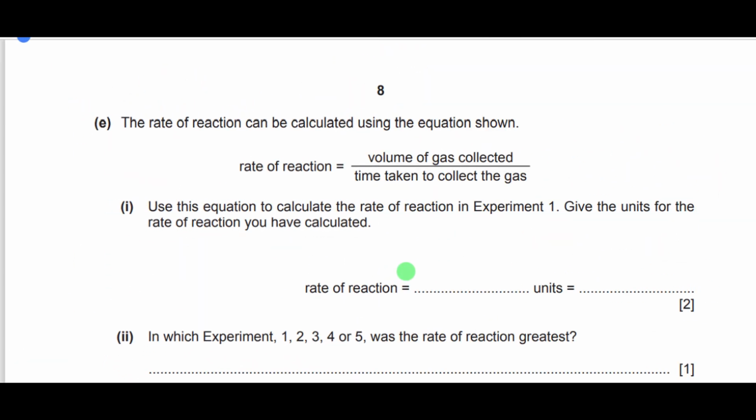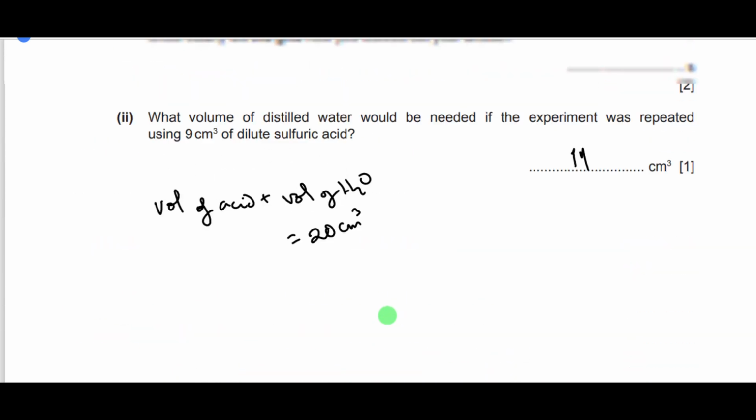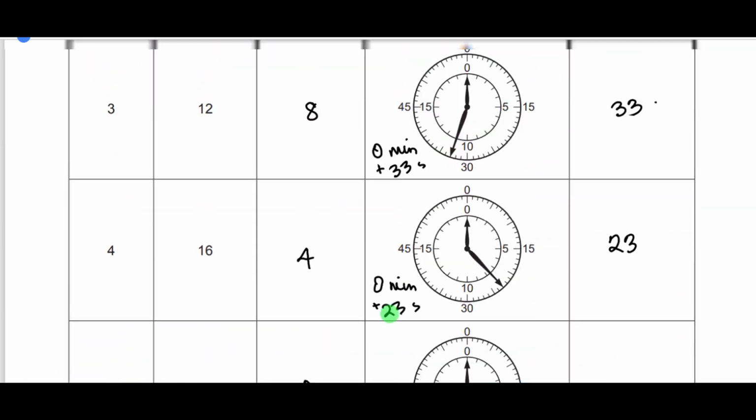Right. The rate of reaction can be calculated using the equation shown. Rate of reaction equals the volume of gas collected divided by time taken to collect the gas. Use this equation to calculate the rate of reaction in experiment 1. Give the units for the rate of reaction you have calculated. What is the volume in experiment 1?